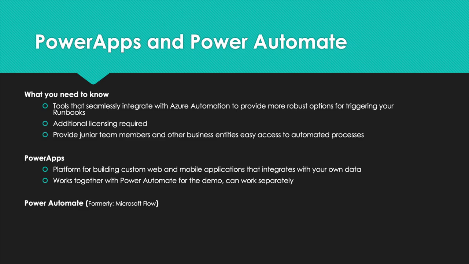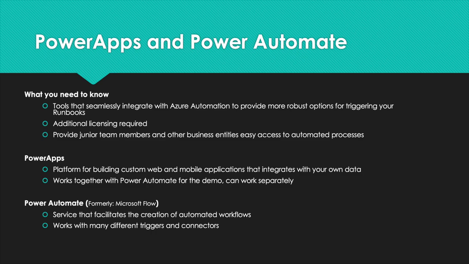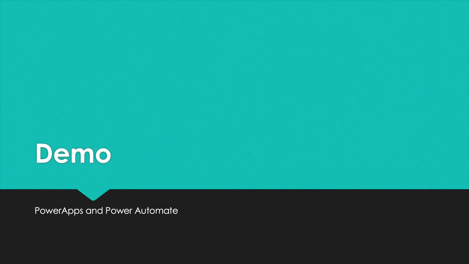Power Automate, on the other hand, formerly known as Microsoft Flow, is a service that facilitates the creation of automated workflows. It works with many different triggers and connectors, and we'll be using this along with a SharePoint list for our demo. Alright, now it's time to take a look at our PowerApps and Power Automate integration with our Azure Automation implementation.